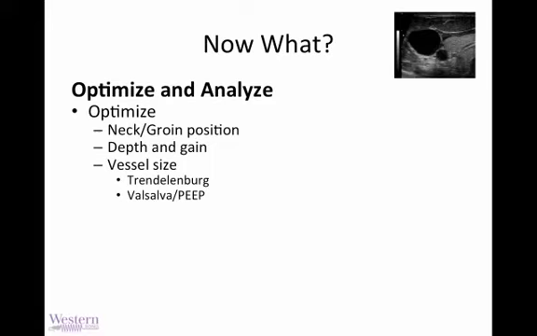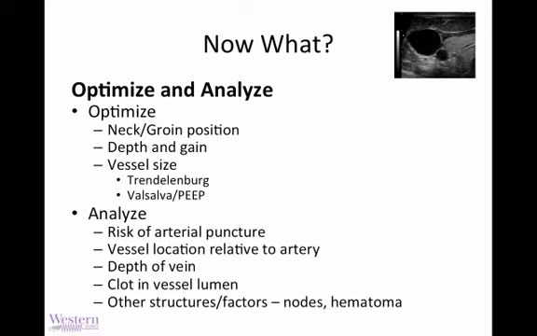You want to make some of the assessments that I've just mentioned, and some ways of optimizing your image would include head position, the depth and gain on the machine, and you can actually change the vessel size by most commonly using Trendelenburg, but in a cooperative patient able to do a Valsalva maneuver, for instance, that can really be a big help, as I'll show you in a little bit.